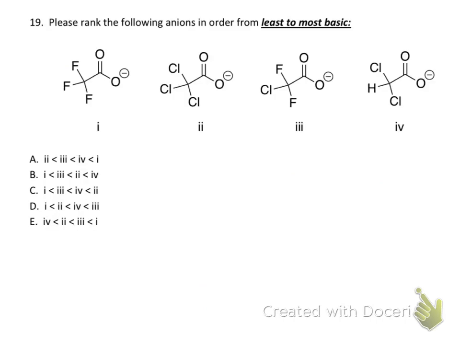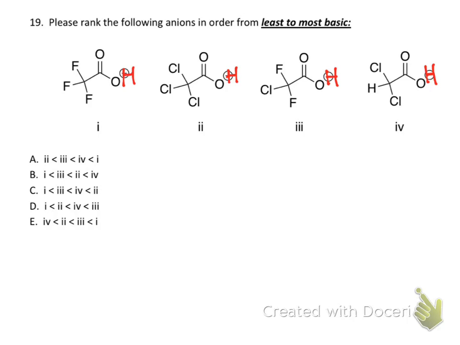This question says, please rank the following anions in order from least to most basic. Again, whenever I see a question about ranking anions, I like to think about the conjugate acids, because ranking acids, especially oxyacids, is a pretty straightforward process. So let's draw out all the conjugates here. I'm just going to replace the minuses with hydrogens to think about the conjugate acids.